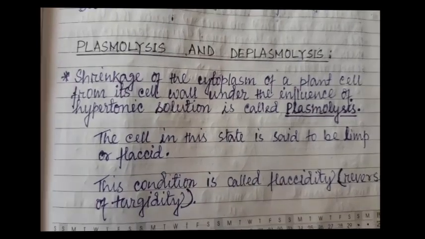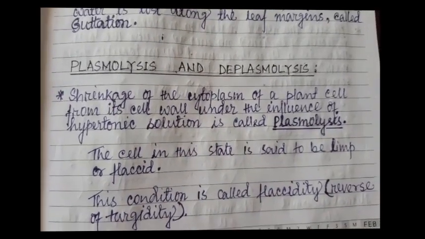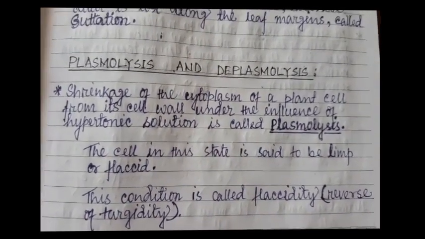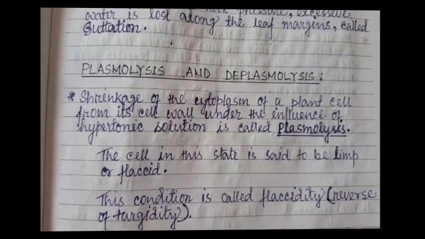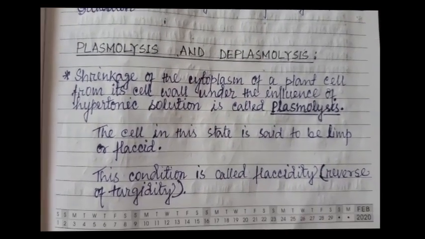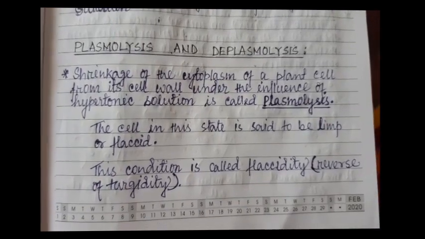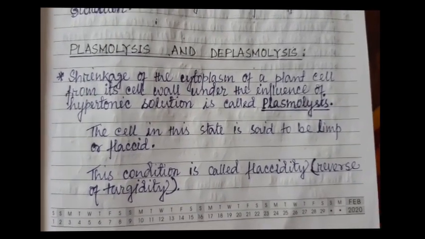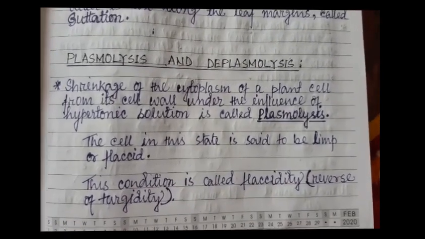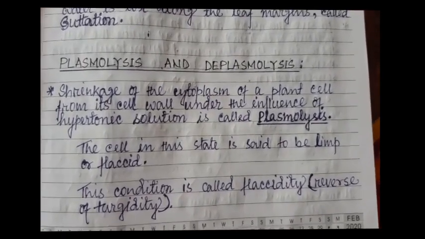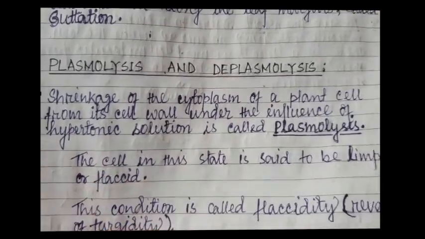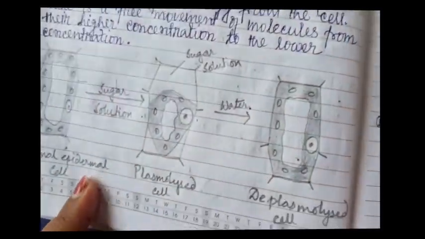Plasmolysis and deplasmolysis. The shrinkage of the cytoplasm of a plant cell from its cell wall under the influence of hypertonic solution is called plasmolysis. The cell in this state is said to be limp or flaccid. This condition is called flaccidity, which is the reverse of turgidity.